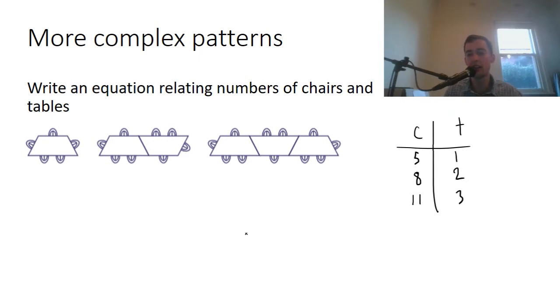And you might say, okay, well, we've got to write an equation relating the number of chairs and tables. So if I just look at the first one, there's 5 times as many chairs as tables. So you could write number of chairs equals 5 times the number of tables. And that works for the first one, doesn't it? But then the second one doesn't work, because 2 times 5 is 10, not 8.